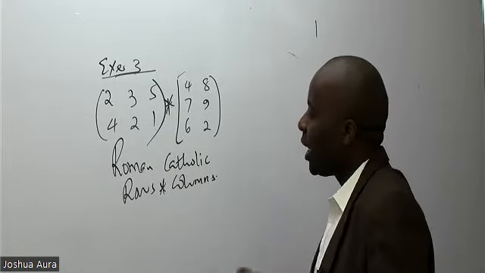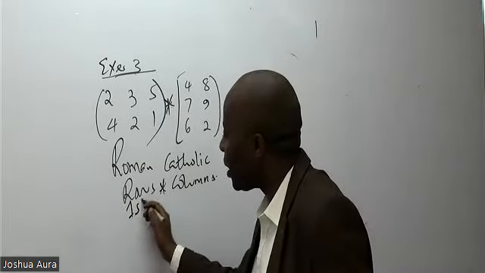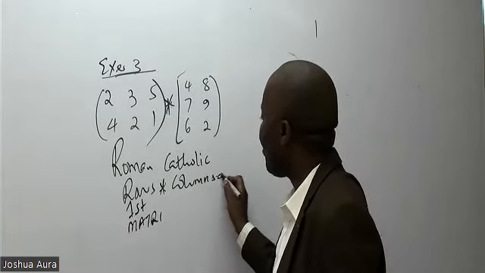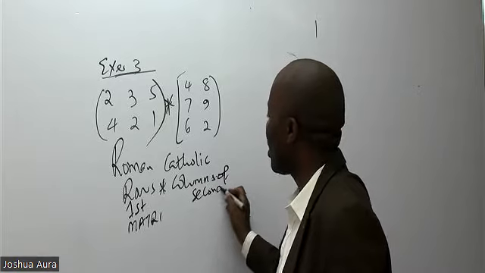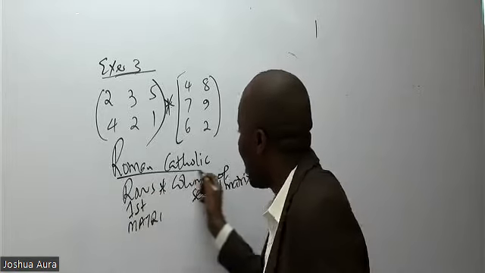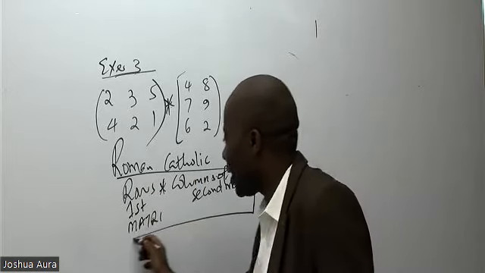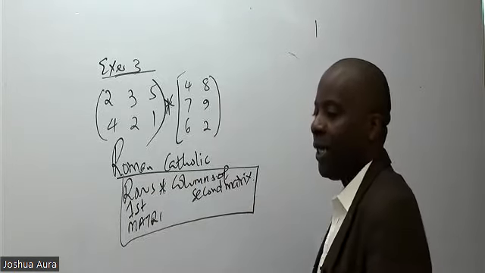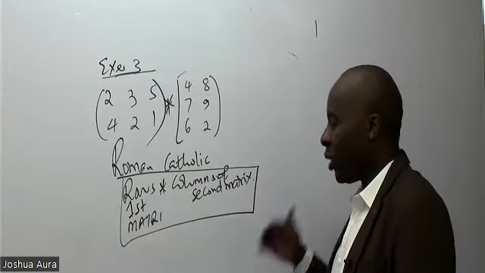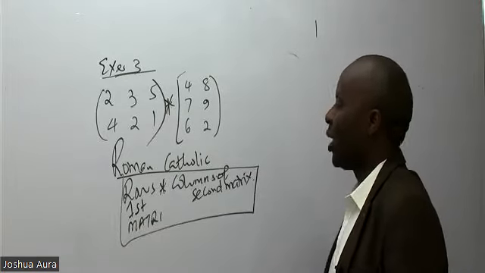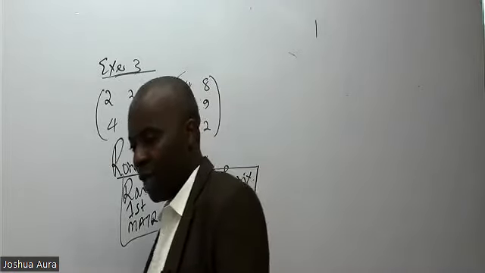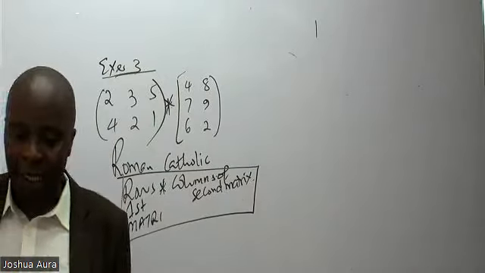How do I do this? It is rows of the first matrix times columns of the second matrix. Please write this, and if you have a highlighter, I would want you guys to highlight this operation of multiplying matrices. This is a very important operation for me. You take rows of the first matrix times columns of the second matrix.